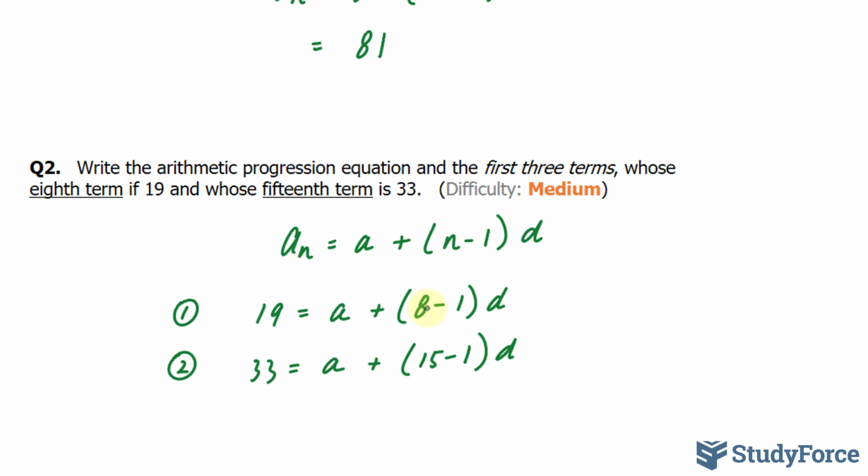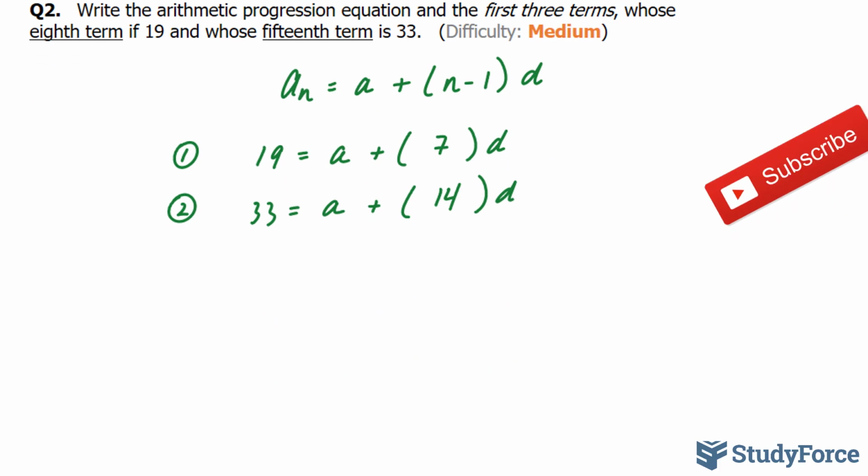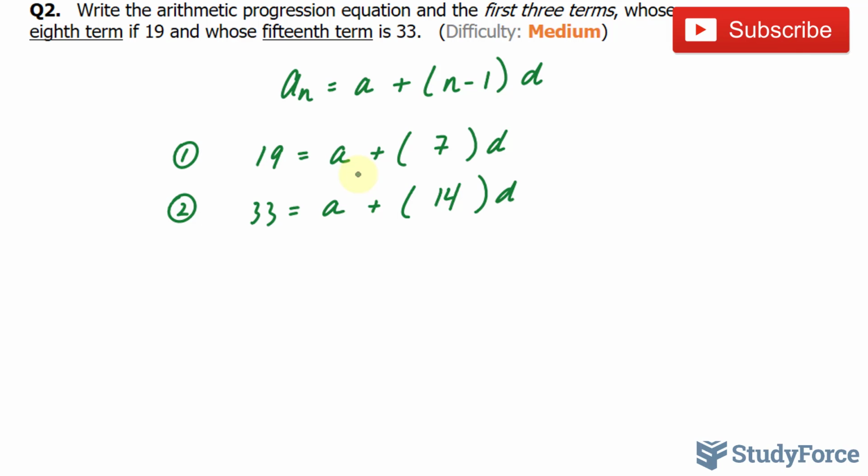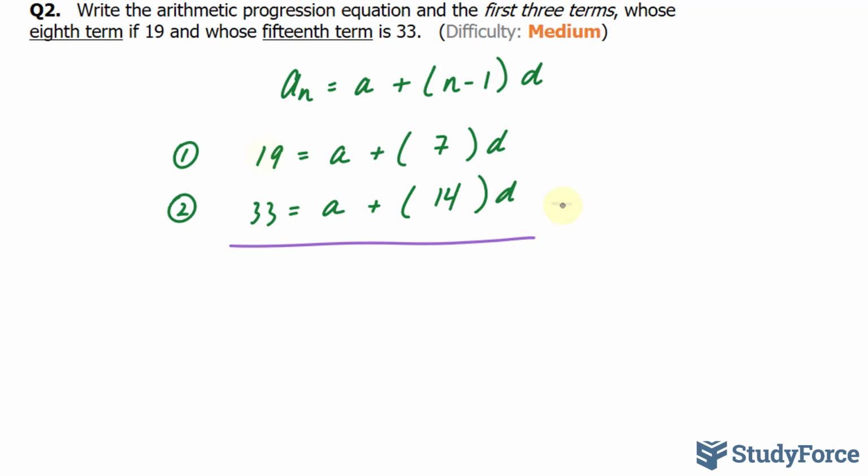I mean, if I simplify 8 minus 1 and 15 minus 1, I end up with a linear system essentially with two unknowns. Now that I've simplified the two, I'll go ahead and solve for a and d. D represents my difference, a represents my starting number. I'll use the addition-subtraction method by simply subtracting these two equations. 19 minus 33 gives us negative 14. A minus a, that cancels out. 7d minus 14d gives us negative 7d.